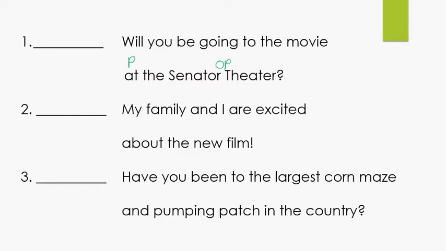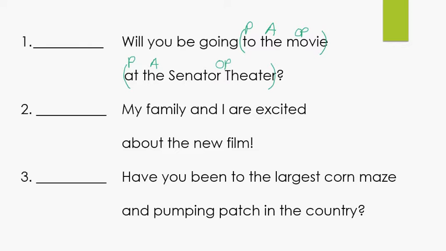Even though it's two words, the capital letters tell us that it is the proper noun of the name of the theater. So we're going to label Senator Theater as one object of the preposition. The is an article adjective, and let's put parentheses around at the Senator Theater. That's our prepositional phrase. Do you see any more prepositions? Do you see the word to? Very good. To what? Movie. OP, object of the preposition. The, article adjective, label with an A. Put parentheses around the whole prepositional phrase. Remember, a prepositional phrase starts with a preposition, ends with the object of a preposition.